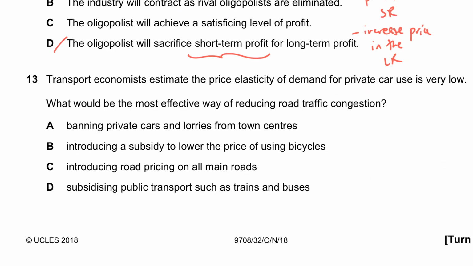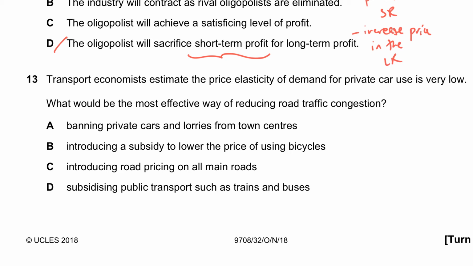In question number 13, they say transport economists estimate the price elastic demand for private car use is very low, which means inelastic. What would be the most effective way of reducing road traffic congestion? So, if you are dealing with a good which is price inelastic, clearly subsidies or taxation may not be the way to go forward.